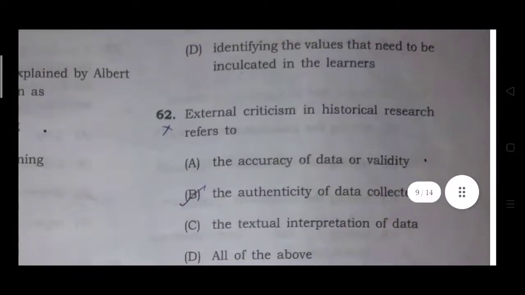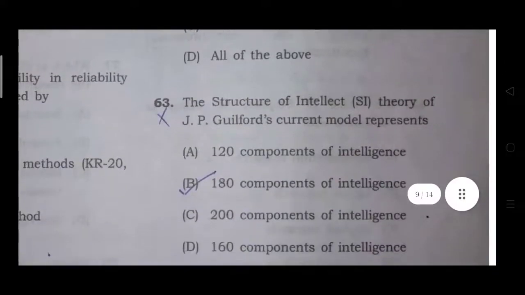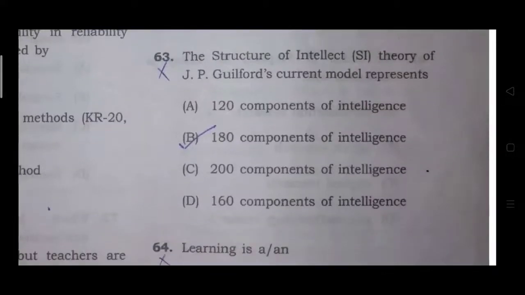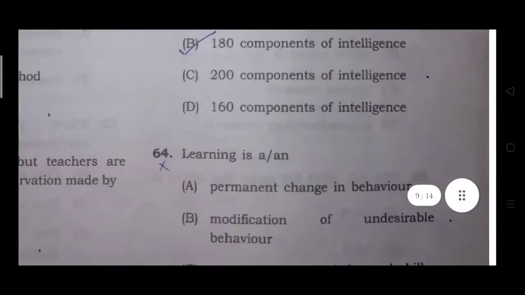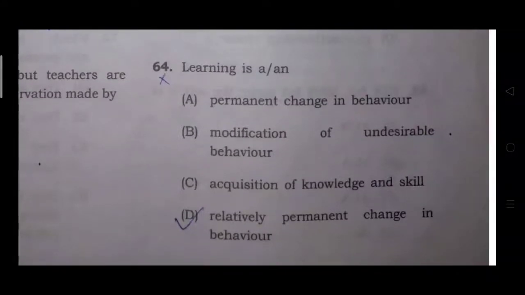62. External criticism in historical research. What is external criticism? It is the verification of genuineness or validity of the sources. So the correct answer will be option B, the authenticity of data collected. 63. The structure of intellect SI theory of J.P. Guilford's current model represents option B, 180 components of intelligence. 64. Learning is A or N. What is learning? Option D is the correct answer, a relatively permanent change in behavior.